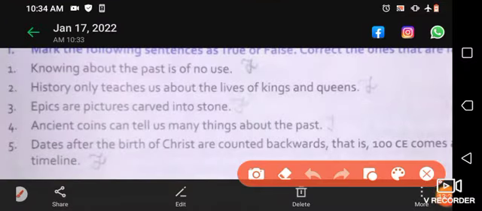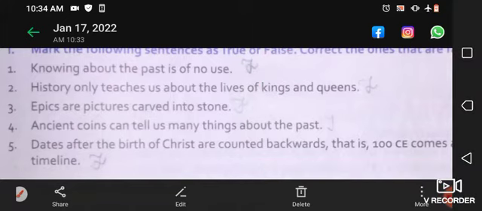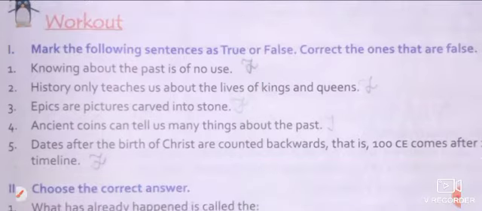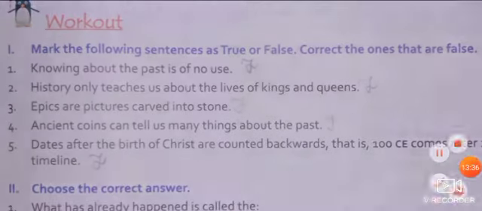So this sentence is false. Okay, so write false over here. Because knowing about the past is very useful for us. Second one is, history only teaches us about the lives of kings and queens.